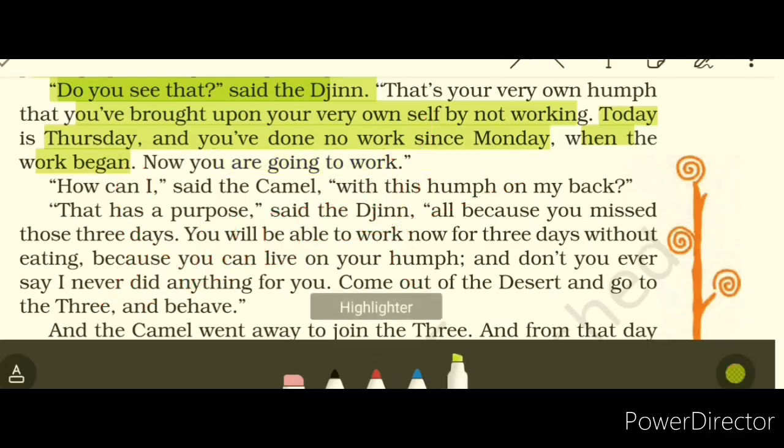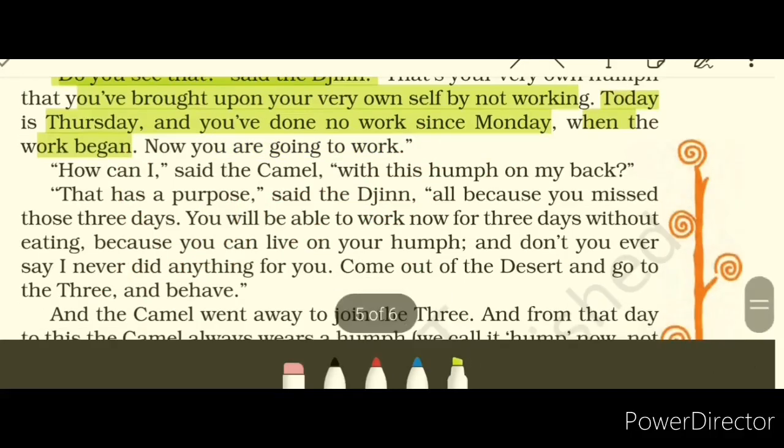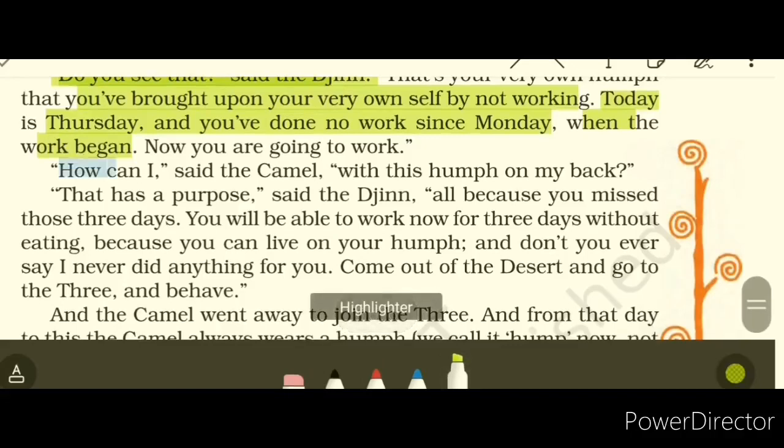Let's find out. He says, how can I? You see, a miracle has happened here. Finally, the camel speaks. He says, how can I, says the camel, with this hump on my back. So the camel started protesting. He says, how can I walk with this hump on my back?